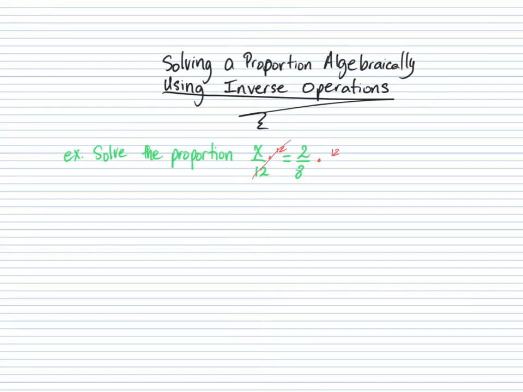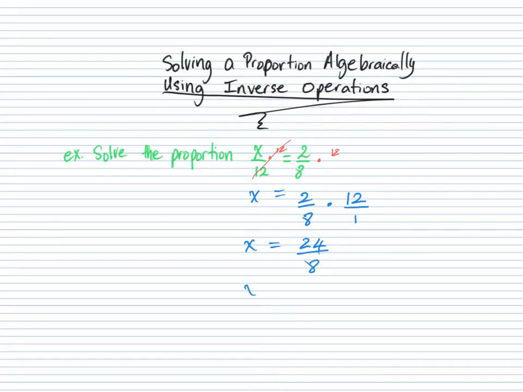So here now we have that x over 1, or just x, is equal to 2 over 8 multiplied by 12. And remember that multiplying by 12 is the same thing as multiplying by 12 over 1. So whichever way you prefer to do this multiplication, you can, but the way I'll demonstrate it is just by multiplying the numerator by the numerator and the denominator by the denominator. So we have that x is equal to 2 times 12 in the numerator, which is 24, and 8 times 1 in the denominator, which is 8.